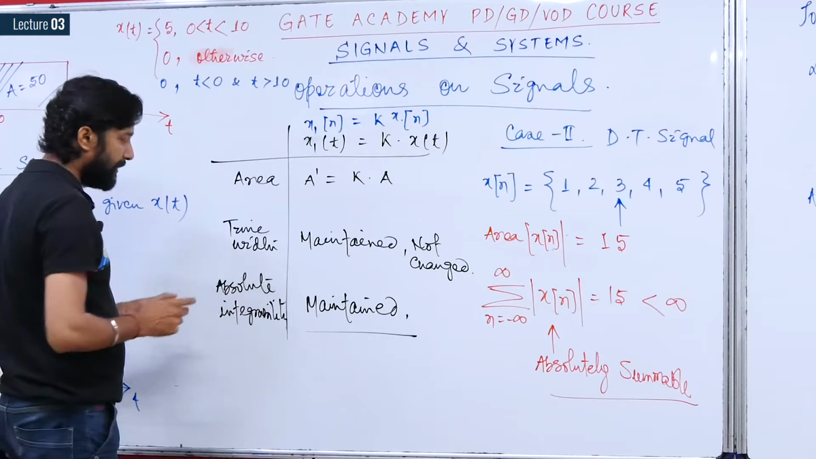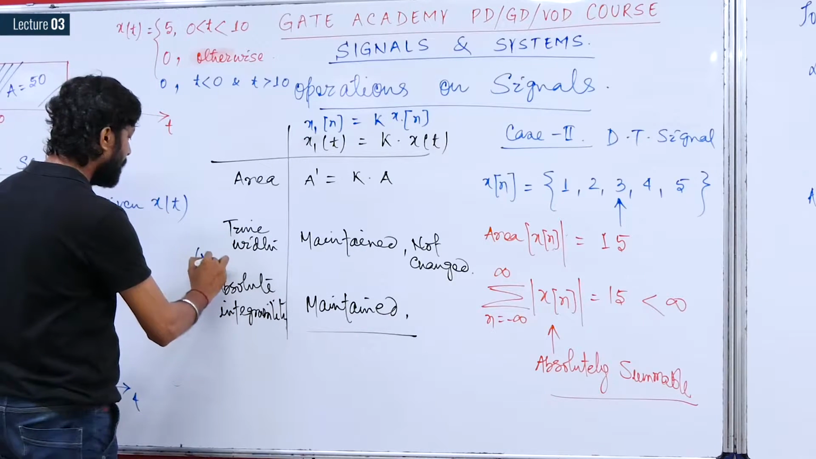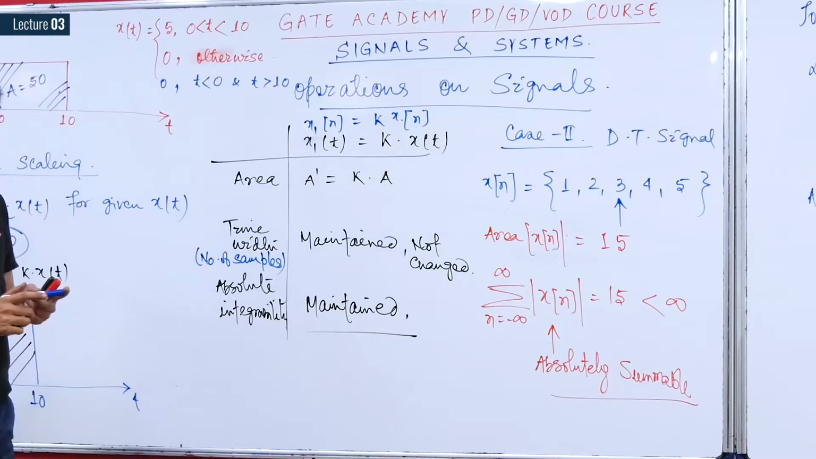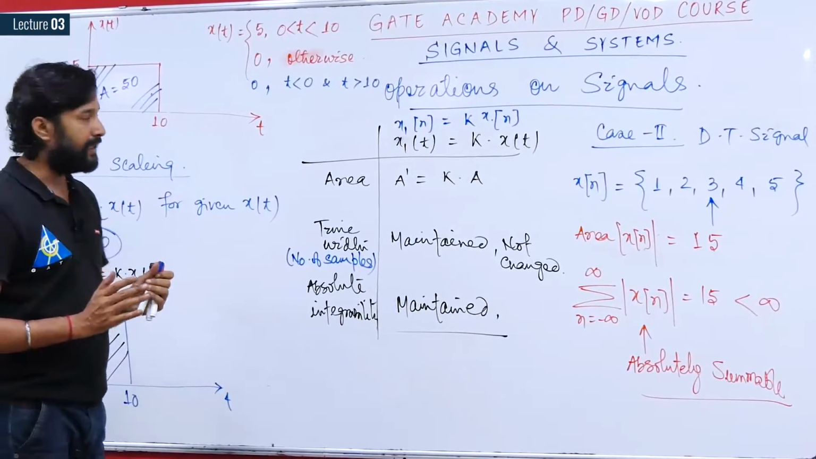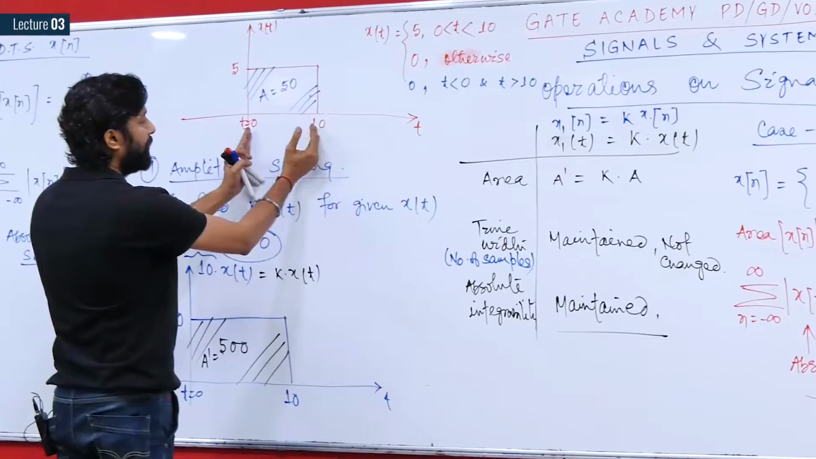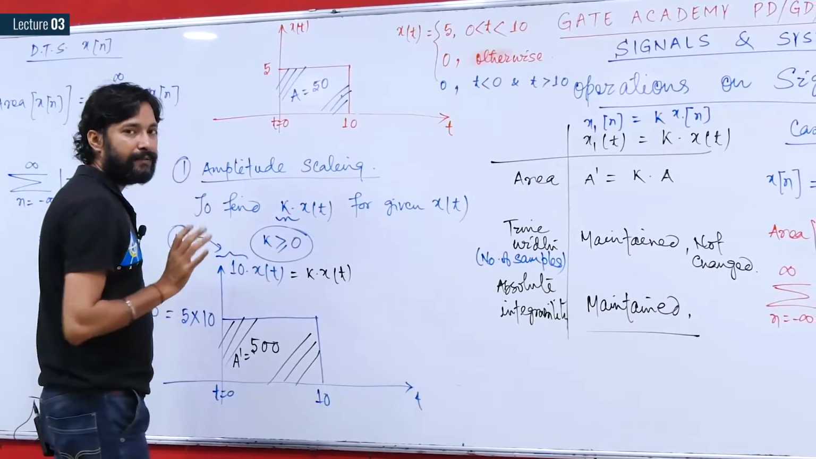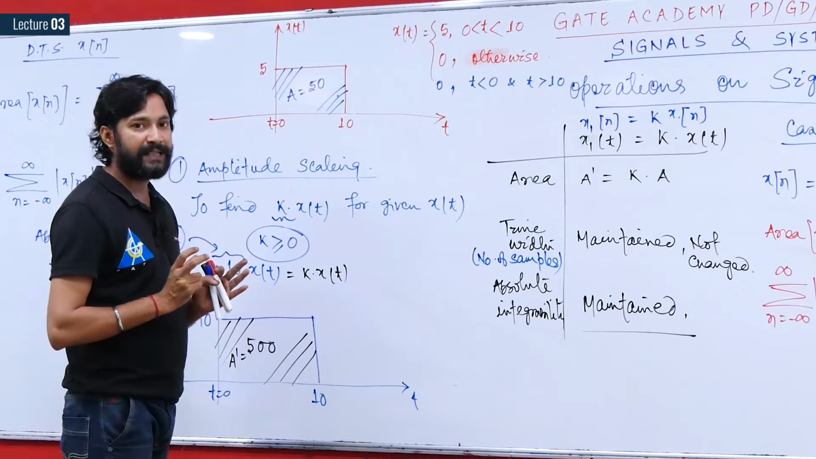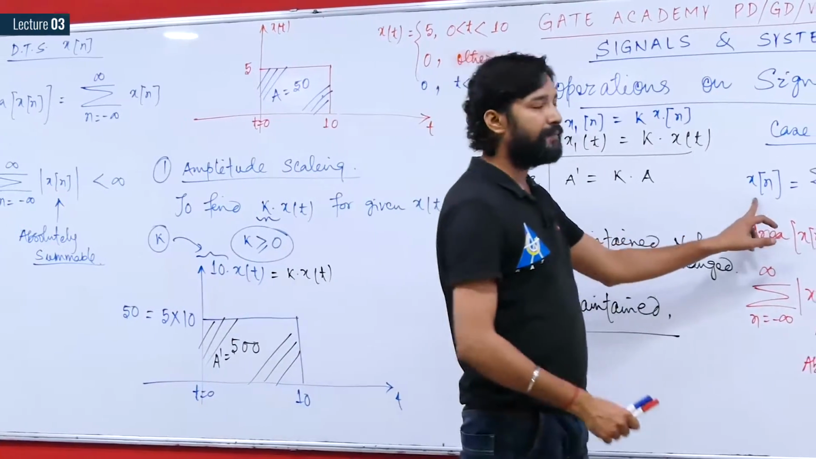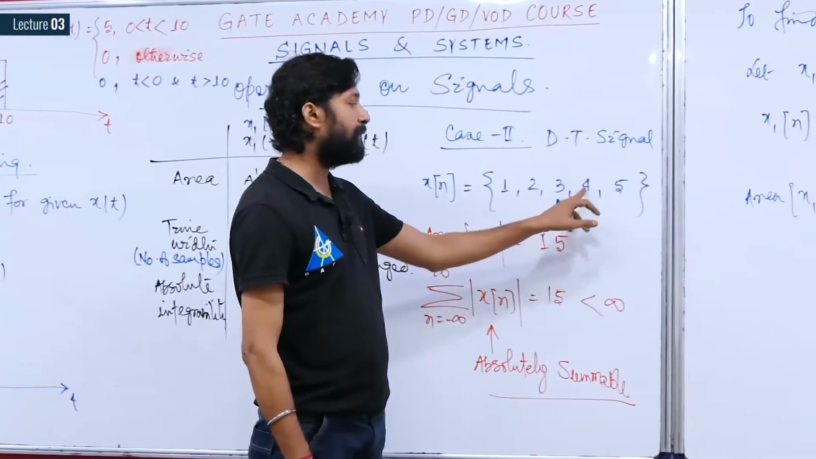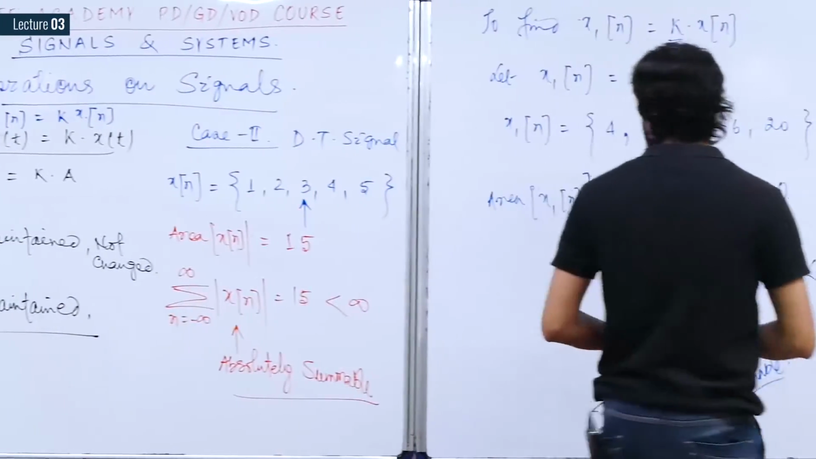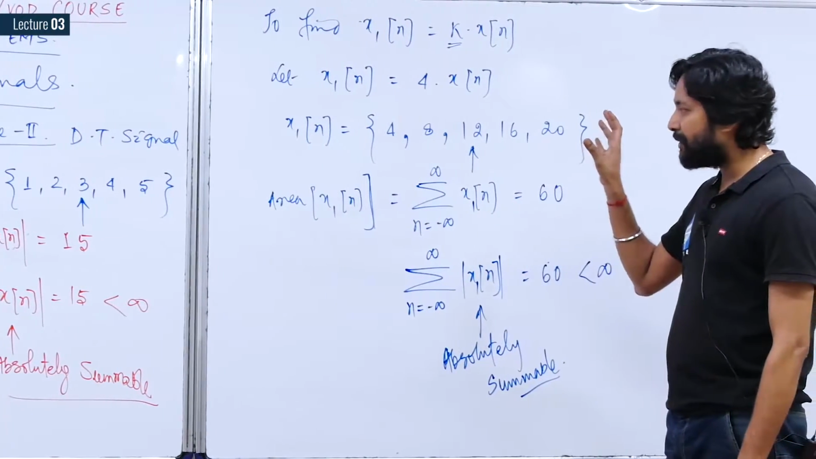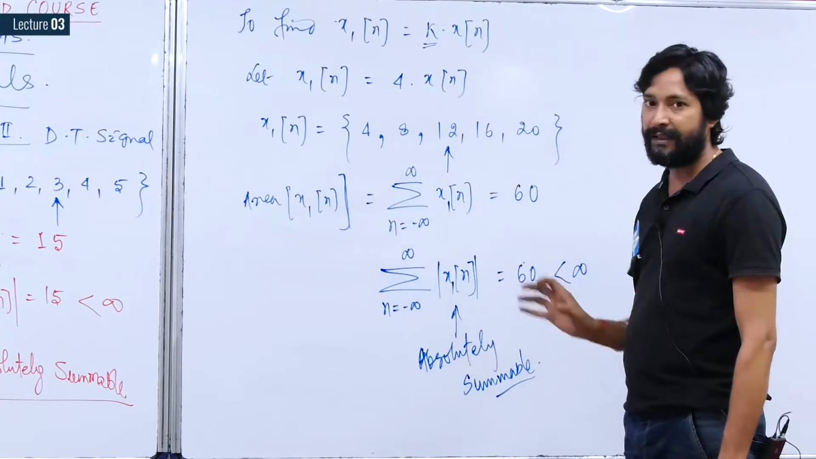Similarly, for time width, or the number of samples in the case of discrete time signals: if you are considering continuous time signals, then you take the time width, like for what value of time, how much time it is existing. But in the case of discrete time signals, instead of time width, you talk about the number of samples present in that signal. So if you see here in x of n, how many samples were there? 1, 2, 3, 4, 5 samples. In x1 of n also, 1, 2, 3, 4, 5 samples. So there is no effect on time width, that is, the number of samples is maintained after applying this amplitude scaling.